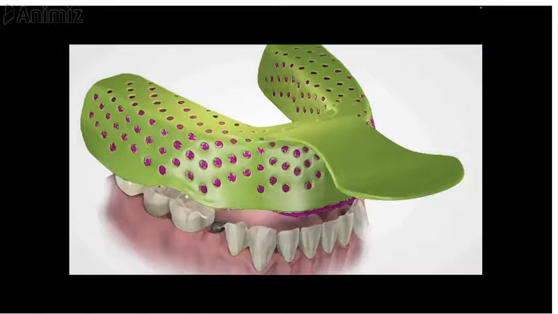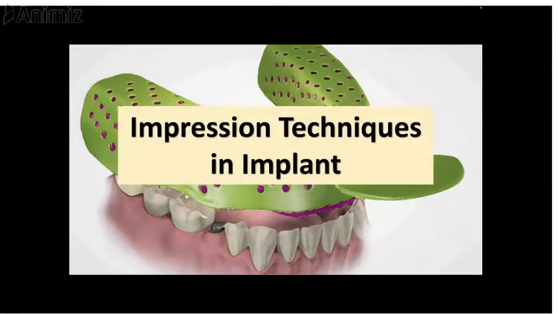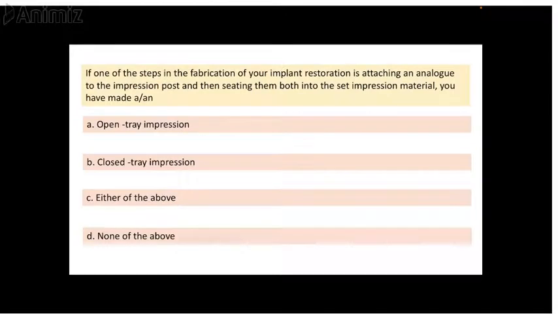Hello friends, in this video we are going to discuss impression techniques in implants. Let us start our discussion with a question from the dental decks. If one of the steps in fabrication of your implant restoration is attaching an analog to the impression post and then seating them both into the set impression material you have made, the options are open tray impression, closed tray impression, either of the above, and none of the above. Let us try to solve this question with the discussion.